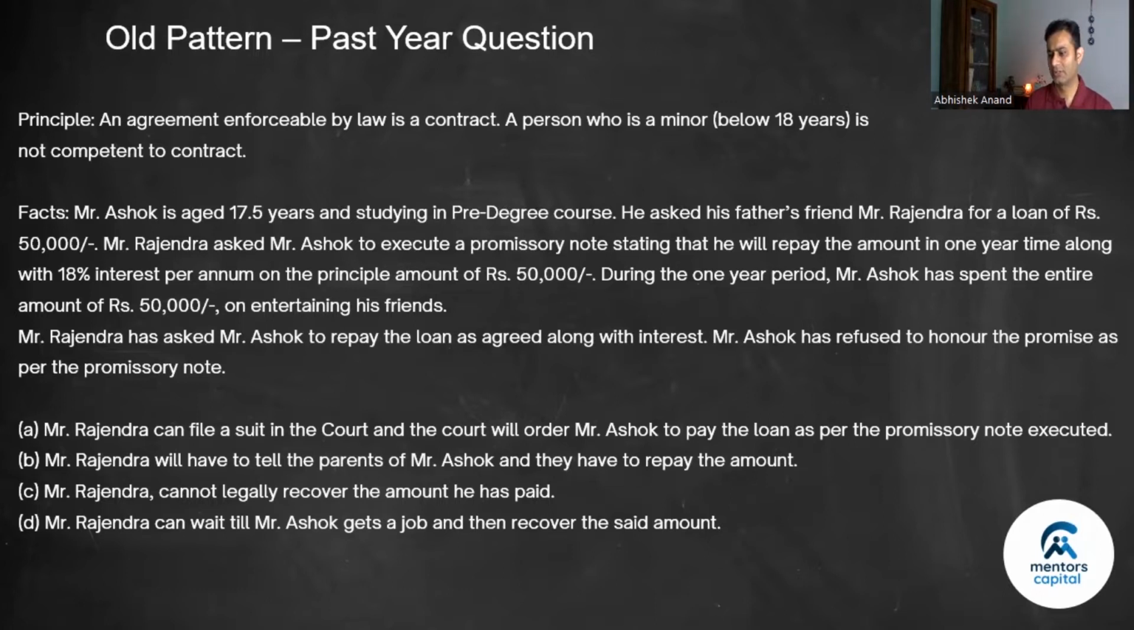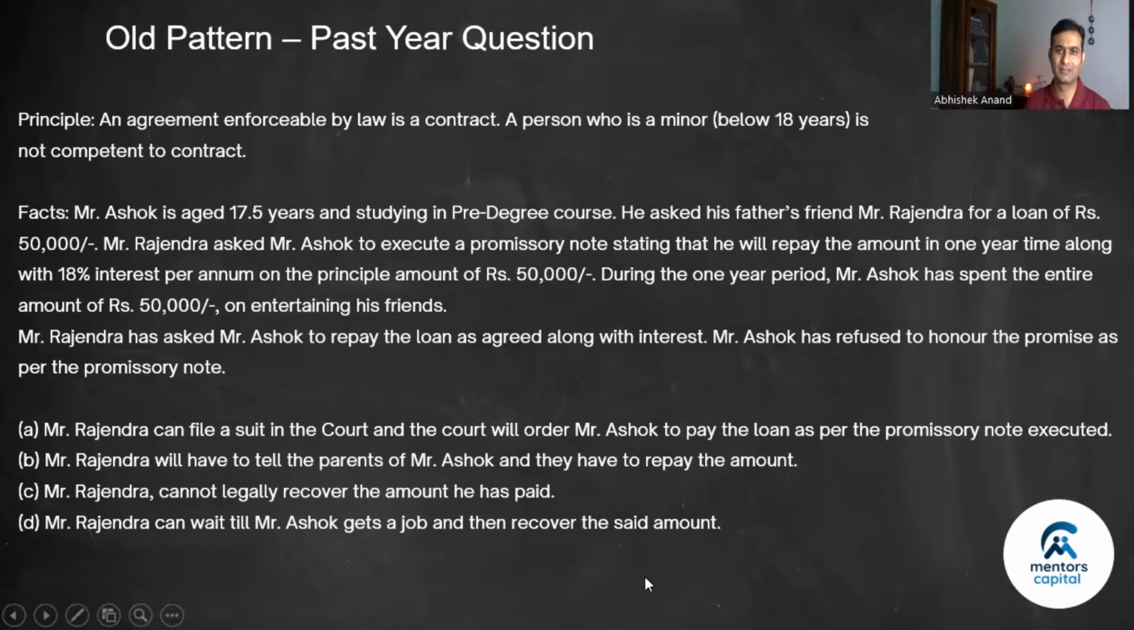All right. So the decision that you have to make is, there are two parties, Ashok and Rajendra. Ashok is not honoring his promise. So what can Rajendra do? So there are 4 options for Rajendra. He can file a suit in the court, and the court will order Mr. Ashok to pay the loan as per the promissory note. Mr. Rajendra will have to tell the parents of Mr. Ashok, and they have to repay the amount. Mr. Rajendra cannot legally recover the amount he has paid, and Mr. Rajendra can wait till Mr. Ashok gets a job and then recover the said amount. So basically 4 option choices, and you have to make a decision.